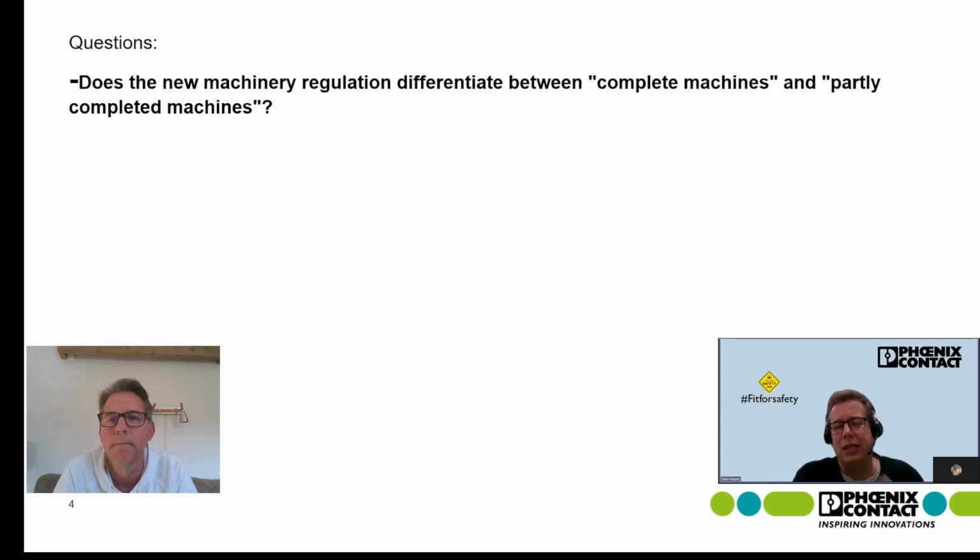There were, let's say, different views from different countries and different experts, and it is now common state, or stated in the new regulation, that for partly completed machines you also need to provide a risk assessment and things like that. And the interface needs to be clearly defined and specified, so that it is possible for a system integrator to integrate this partly completed machine into an overall machine based on an existing risk assessment from the partly completed machine supplier, for example.